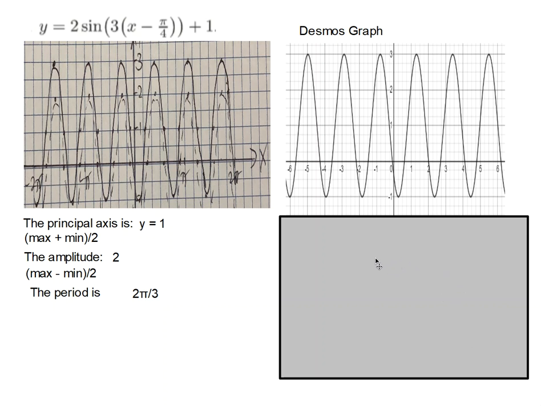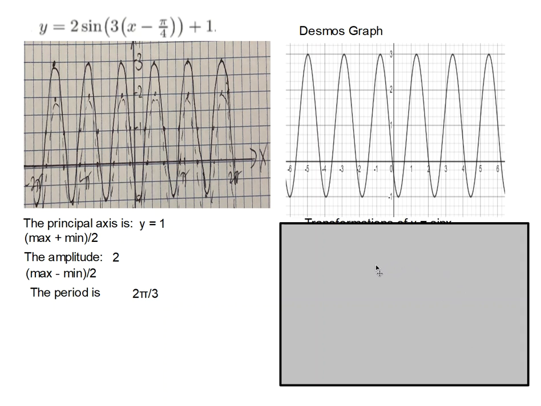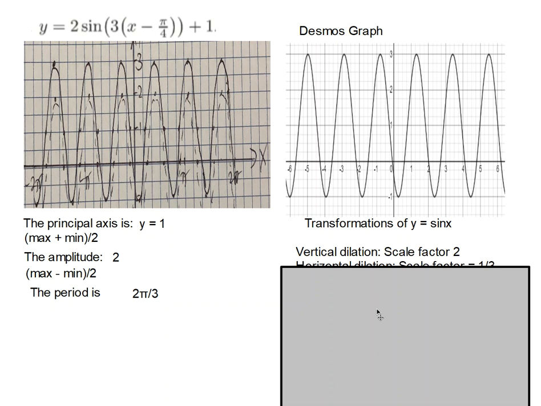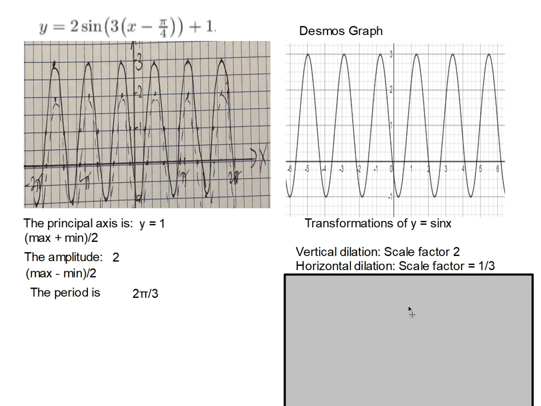And just summarizing again the transformations that we had to do. We started with y equals sine x. We did a vertical dilation with a scale factor of 2. This is the number which tells us the vertical dilation that we need to do. One thing to look out for, or we'll talk about that in a minute, is that if the scale factor, the number here, is negative, we also have to reflect.